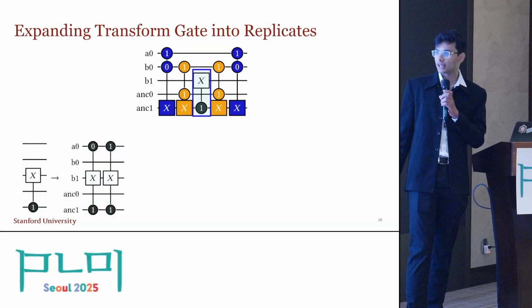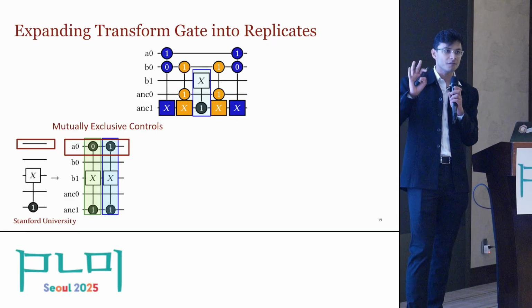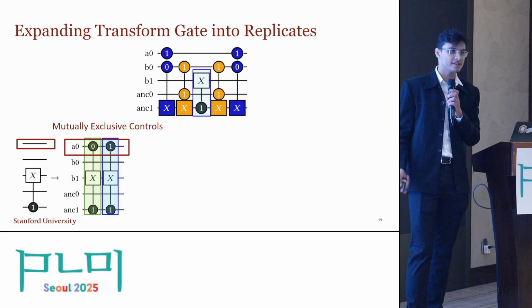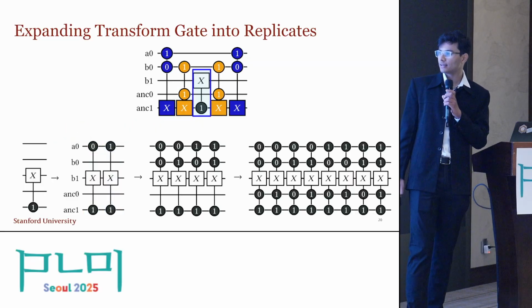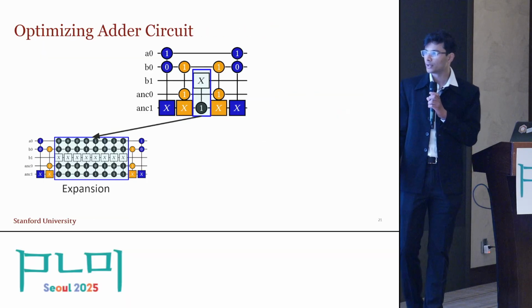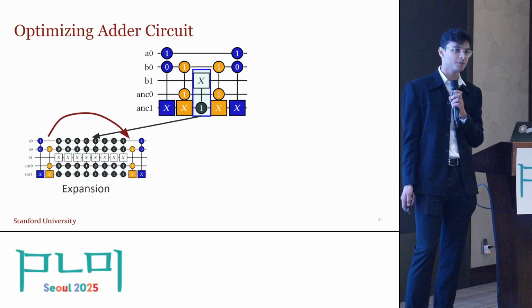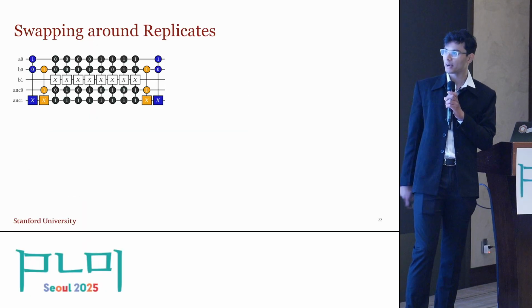I can keep doing this, and these gates have mutually exclusive controls, so only one of them will be applied, given a quantum state for A0. And you can keep doing that to end up with 2 to the power n replicates if you expand onto n qubits. Once you've done this, I promise you, you can move the compute gates all the way to uncompute gates, which allows you to go further in your optimization process.